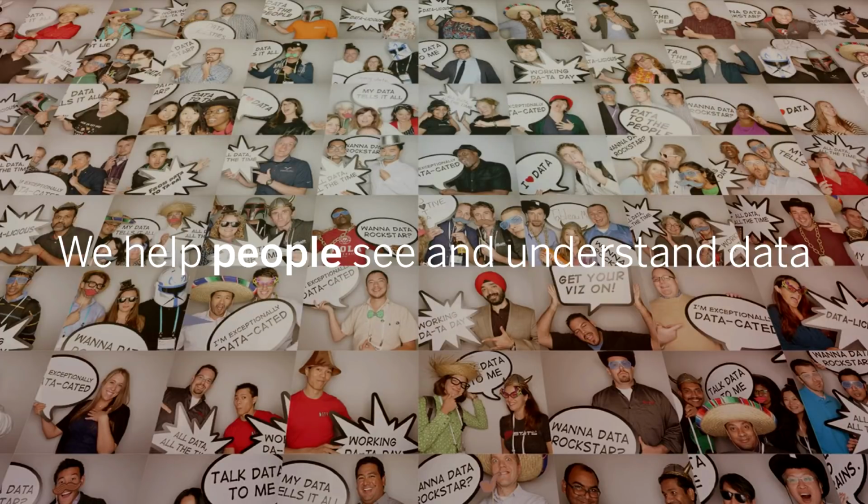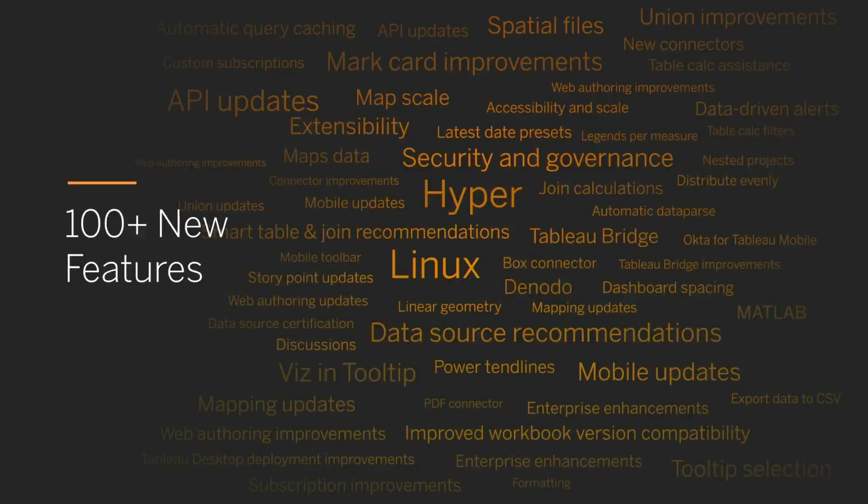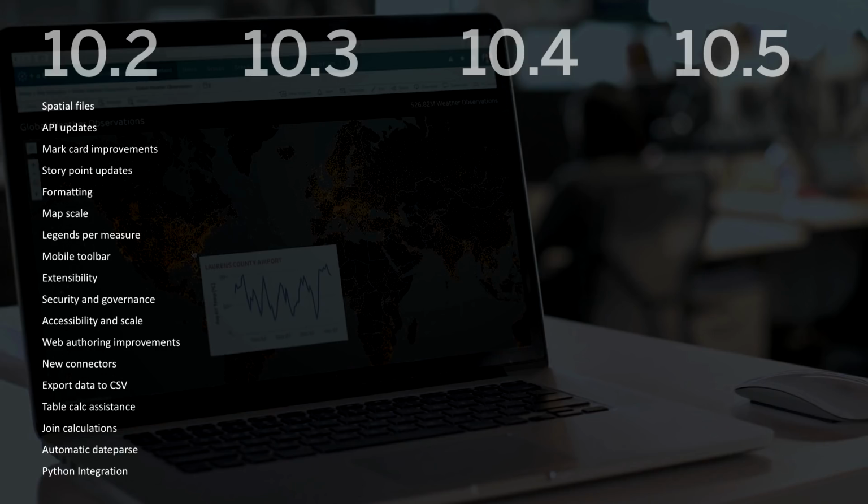Let me give you a quick overview of some of what I think are the most exciting things we've been doing. Francois mentioned 100 new features. Here's a snapshot of them. You can see some of the ones that we consider the major ones, like Linux and Hyper. Four different versions of Tableau with over 100 new capabilities, okay? Let's just walk through them a little bit.